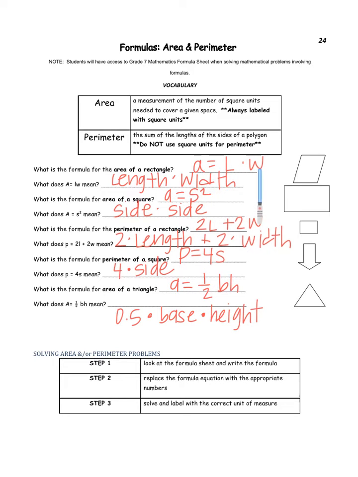So length times width for a rectangle, that's the long side times the width, the short side. Side squared for a square, just multiply the two sides together. Perimeter is 2L plus 2W for a rectangle, 2 times length, 2 times width. Add them together. Perimeter of a square, 4 times the side. And then finally, area of a triangle, 1/2. You can make that 0.5 if you want, times the base, so times the bottom, times the height.